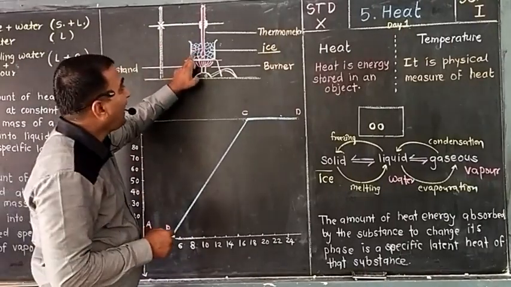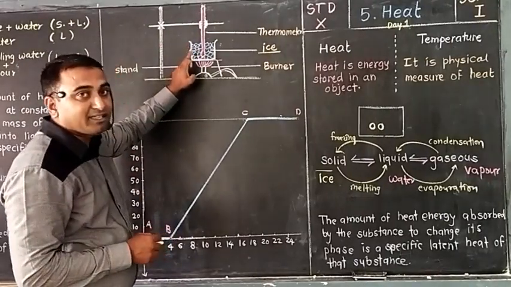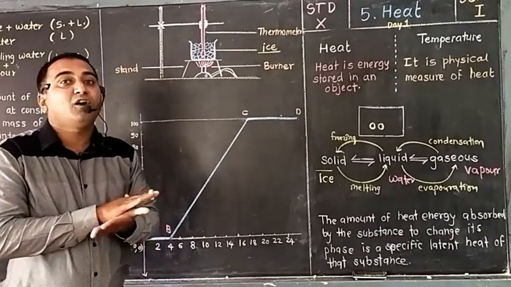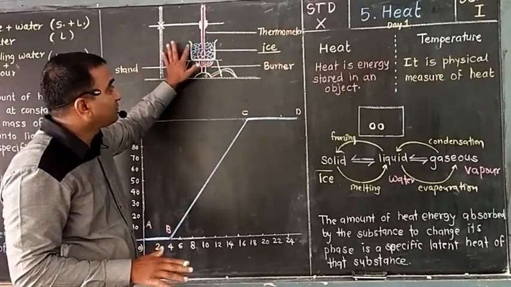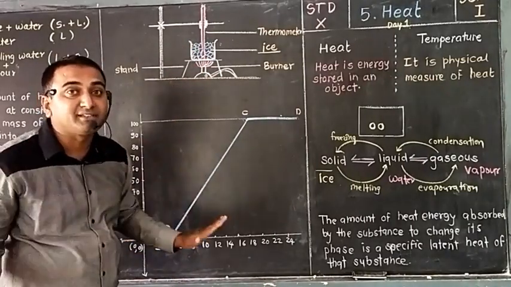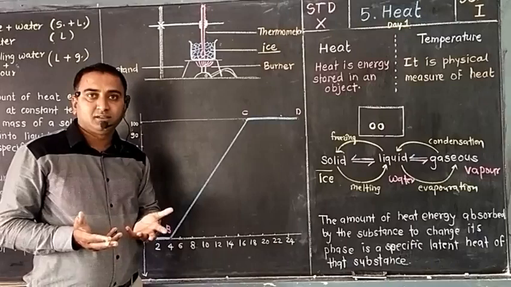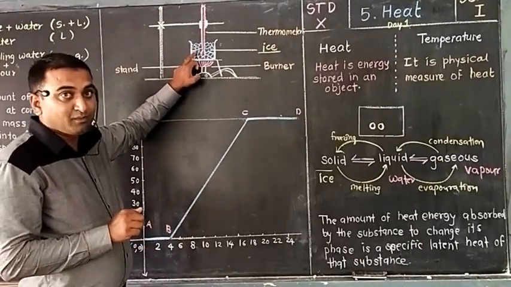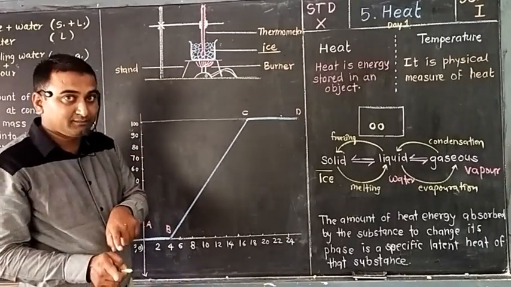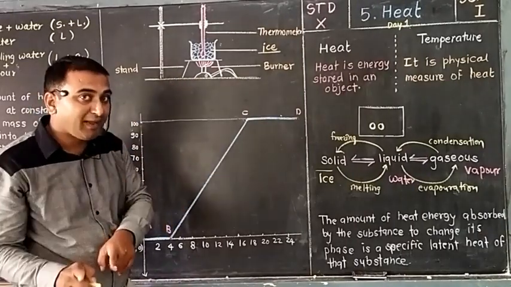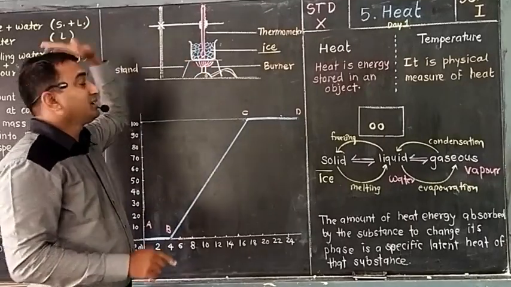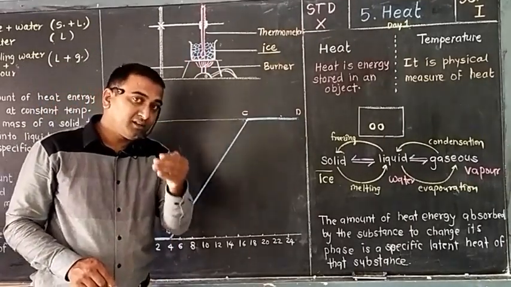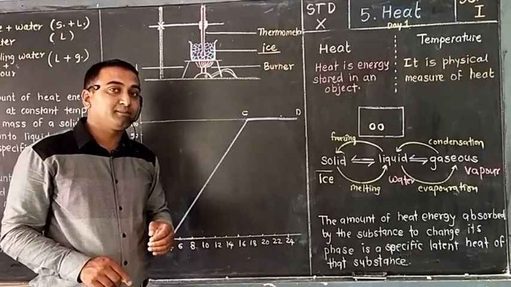But see here, as it is absorbing the heat for the first few minutes, the temperature of that mixture, of this material or ice, will not increase. So what happened here? Ice is absorbing the heat and has started to melt, but without an increase in the temperature. At which point will it start to increase the temperature?